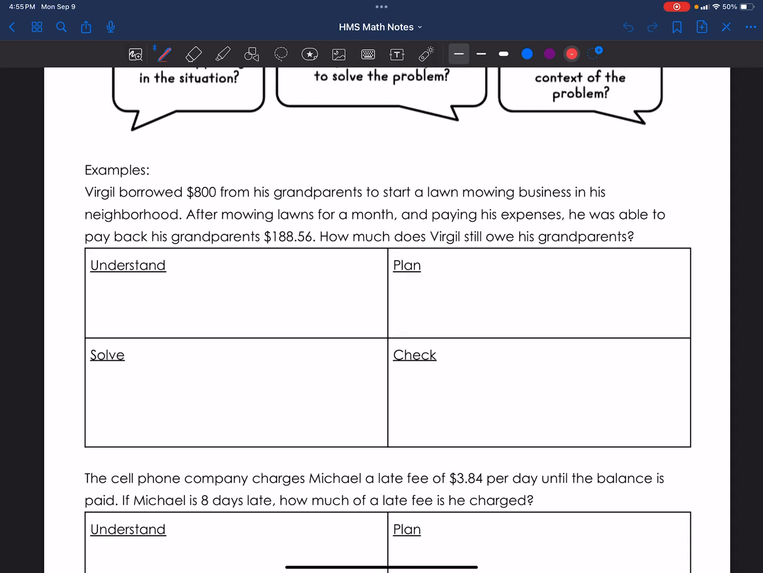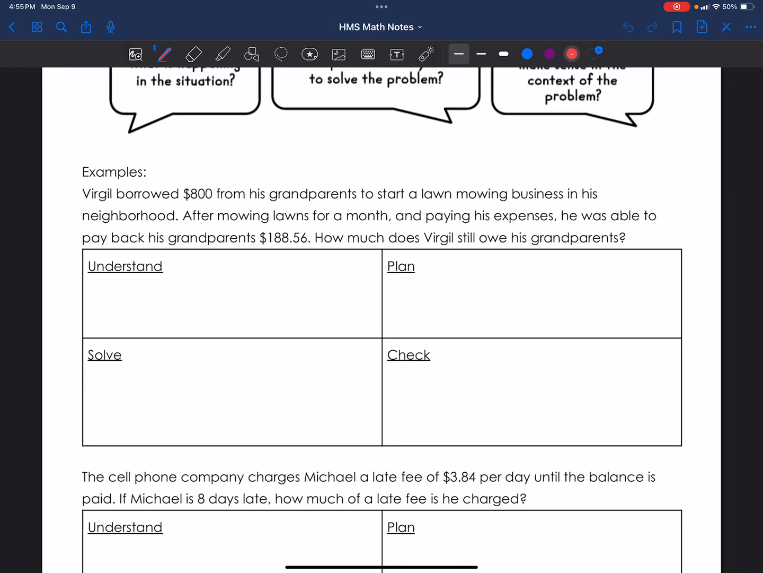Virgil borrowed $800 from his grandparents to start a lawn mowing business. After mowing lawns for a month and paying his expenses, he was able to pay back his grandparents $188.56. So how much does Virgil still owe his grandparents? All right, so what do we understand from this? We know that he borrowed $800.